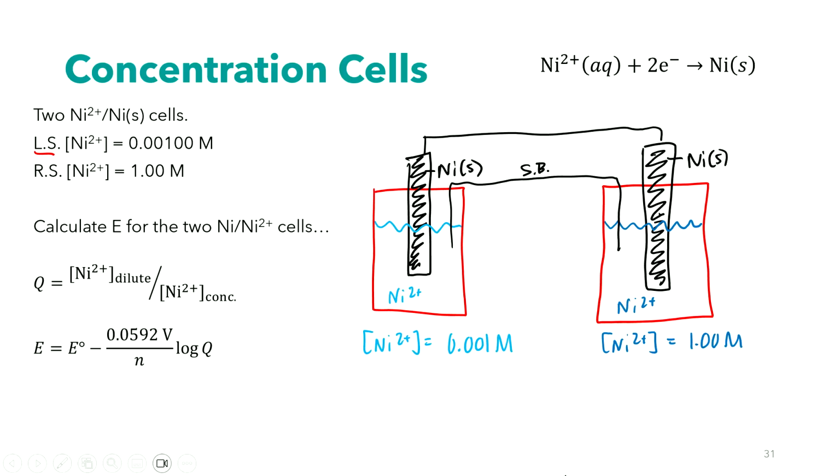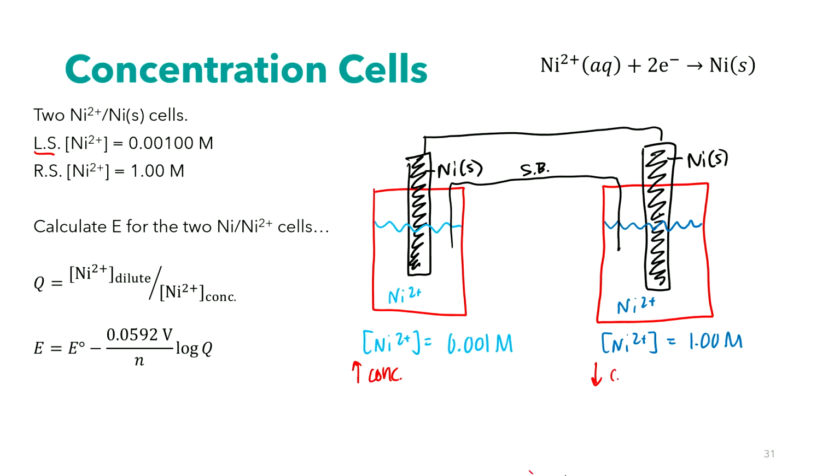Okay, on the left side, if I'm going to make these two equal, I need nickel 2+ to increase in concentration on the left side, right? And I need it to decrease on the right side. I'm looking at it the wrong way now. Okay, on the right side, we want the concentration to come down. We want it to come up over here.